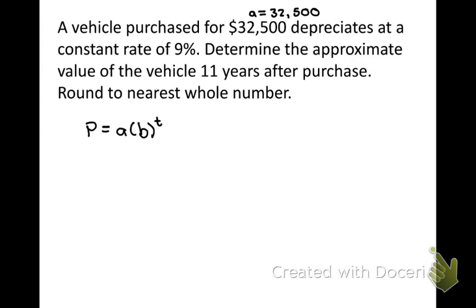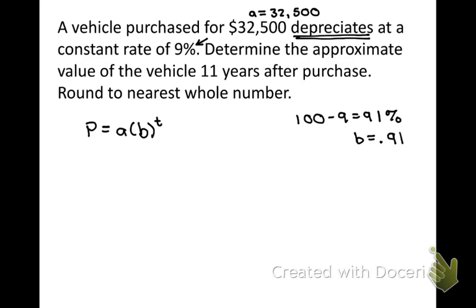My rate, that B value, is 9%. But remember, we have to write it as a decimal, and it's also depreciating. So we need to do 100 minus 9, which is 81%, which is going to be 0.81 for my B value. I can't subtract apparently. How about 91%? Sorry about that. It's crazy time. All right, so my B value is 0.91, 91 hundredths.